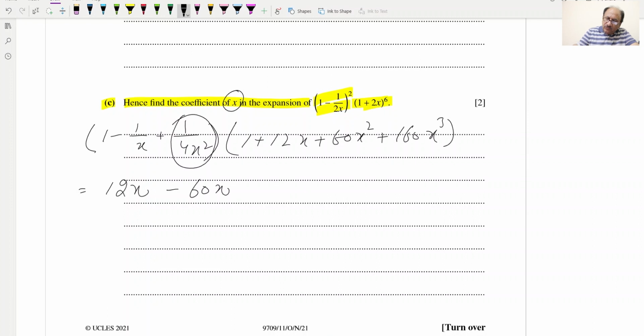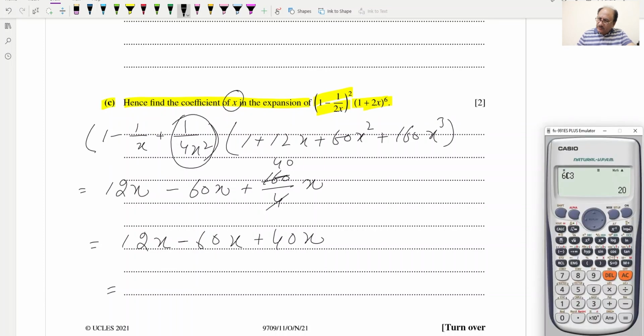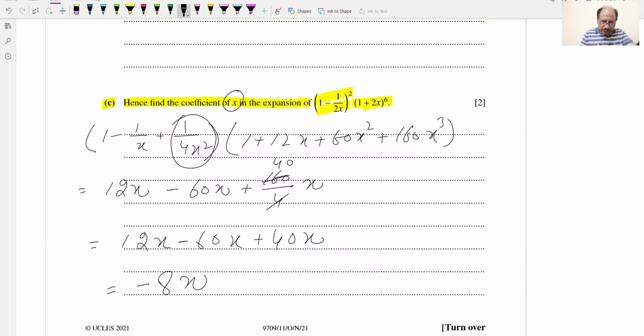When we multiply this with this, we will get x again, that will be plus 160 over 4, and this will be x. Now we can cancel this, so it will be 40, and the final answer will be 12x minus 60x plus 40x, and we can simplify. So this will be 12 minus 60 plus 40, and this will result in minus 8x, and the coefficient of x is minus 8, so our answer will be minus 8.